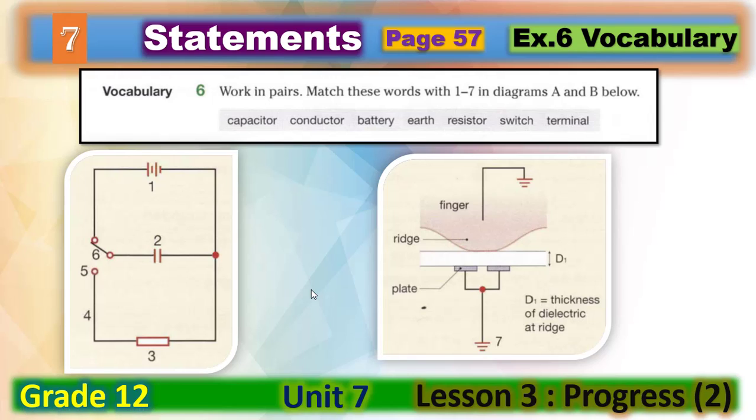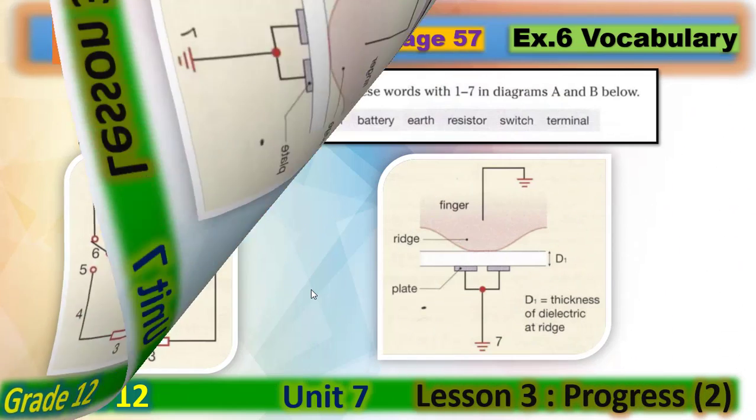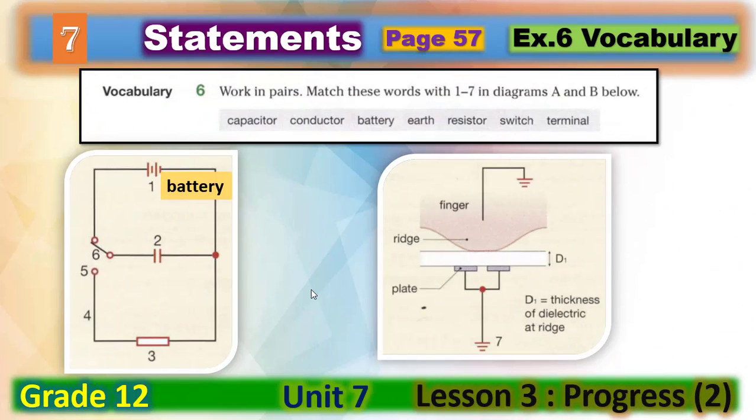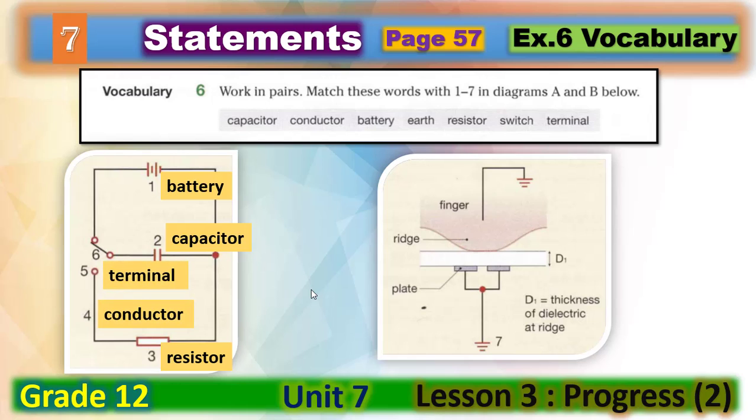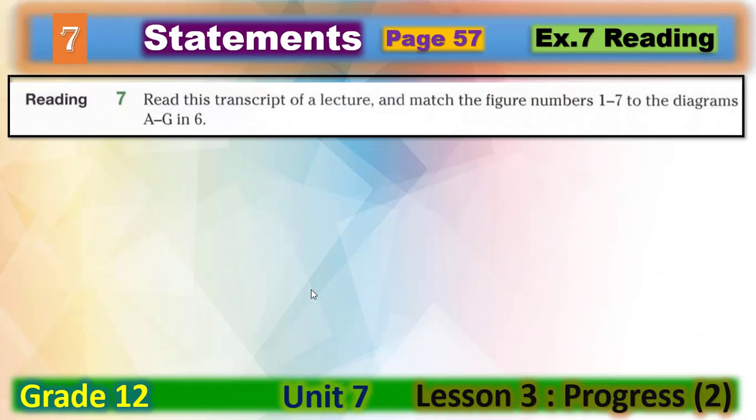Welcome back, my dear students. Now let's check your answers. Number 1. What is number 1? It's battery. Number 2, capacitor. Number 3, resistor. Number 4, conductor. Number 5, terminal, switch. The last one, number 7, earth. Okay, great.